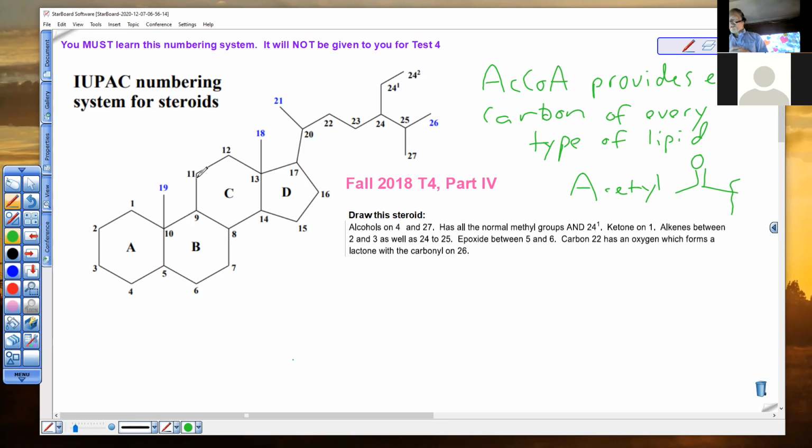You will, on a test, be asked to draw a steroid, and from nothing, from words. So here is an actual test question. You will not have this big old picture here with these numbers on it. You must learn the numbering system. So how do you learn the numbering system? Well, you say, okay, where's 1? We should always start at 1. 1 is on the A ring.